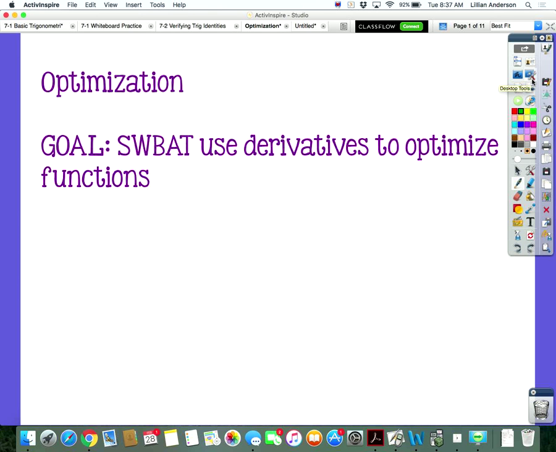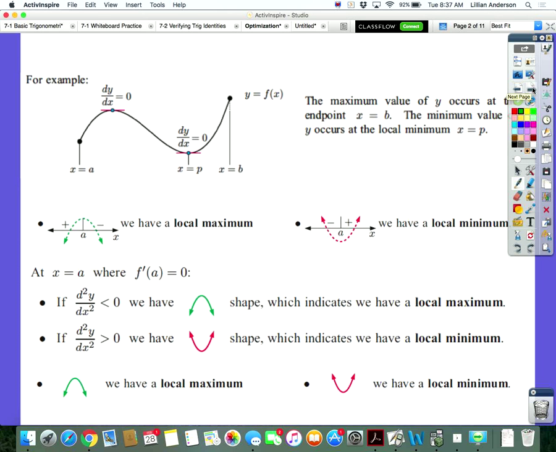All right. So, like I said, optimization is the process of finding the maximum and minimum value of a function. You use basically the first derivative to help you locate what your turning points are. Your turning points are the things that indicate whether or not you have a maximum or a minimum value.